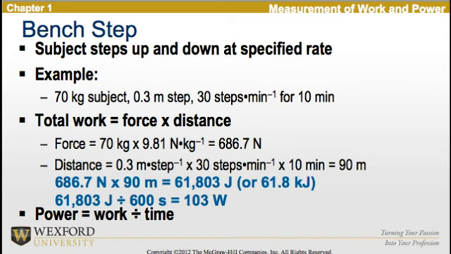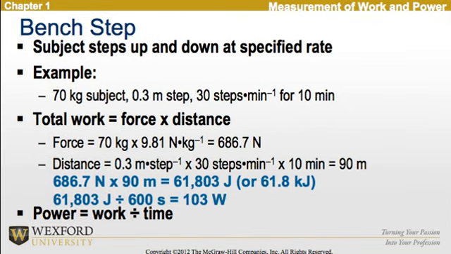By combining the two, we have 686.7 newtons times 90 meters is going to be equal to 61,803 joules. Conversion again, we can convert the 61,803 joules to 61.8 kilojoules. But when we look back at the power equation and simply input the numbers that we now have, 61,803 joules, which is our work, divided by 600 seconds, which refers to our 10 minutes at 60 seconds per minute, equaling 103 watts. So for this particular measurement, our power is 103 watts.